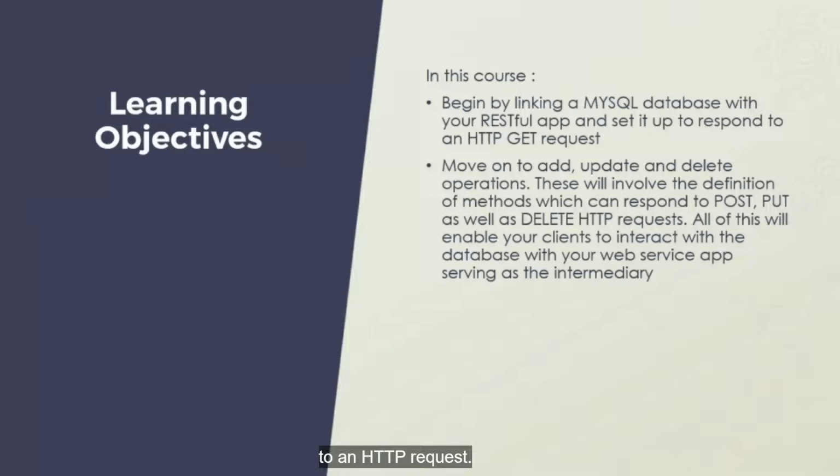Furthermore, you will cover the transmission of Java objects in the form of JSON structures as a response to an HTTP request. Once you have completed this course, you will have a broad understanding of how the Jersey library can be adopted to build REST APIs. This will lay the groundwork for you to explore more complex topics, such as developing a web service application that enables CRUD or create, read, update, and delete operations on a database.